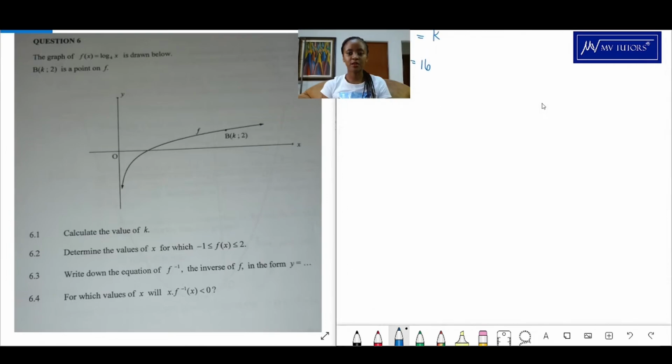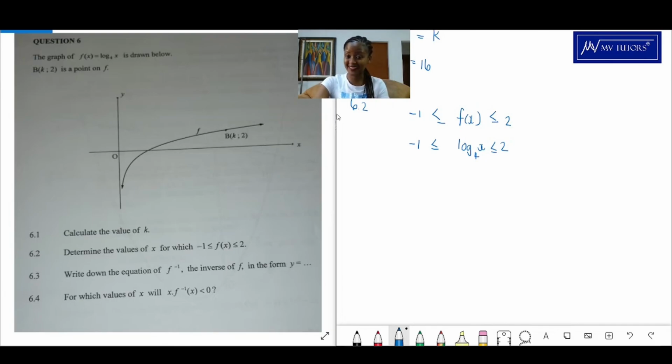So what does 6.2 say? Determine the values of x for which the function f(x) is between -1 and 2. So -1 is also included, between -1 and 2. And we know that we have log base 4 of x.